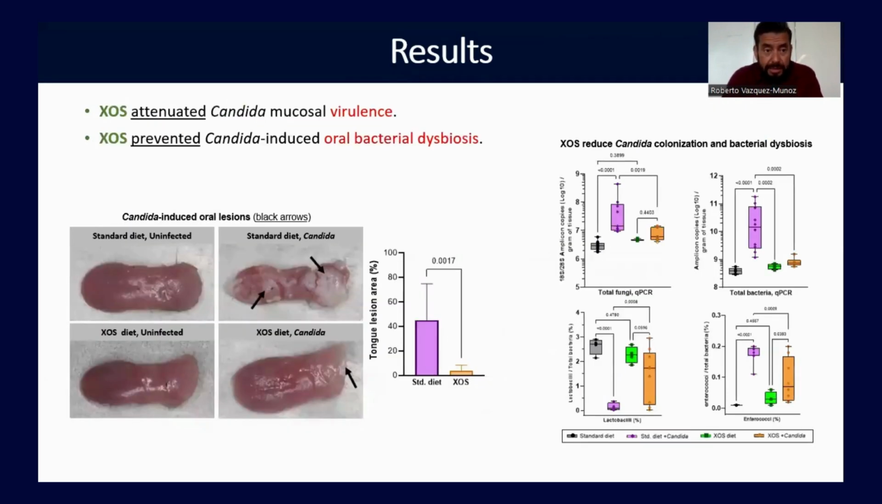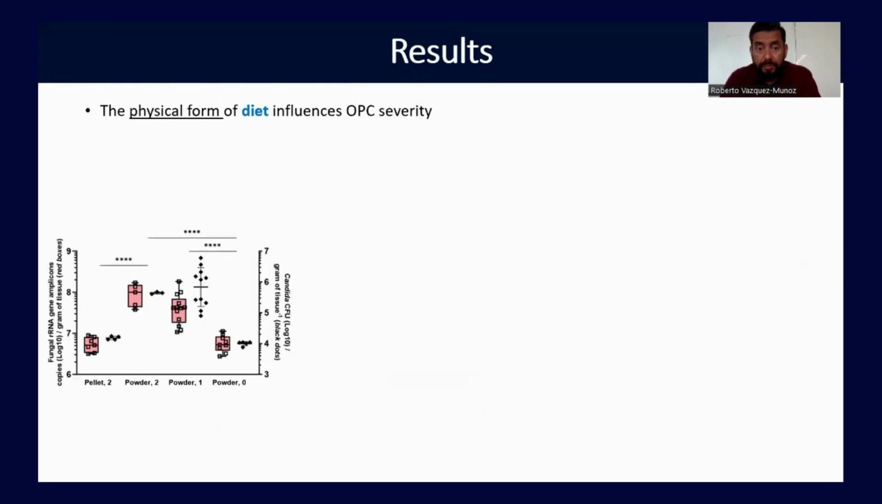We found that using the prebiotic XOS, we could attenuate the oral mucosal virulence. This is a diet-based therapy in mice. And we found that XOS also prevented Candida-induced oral bacterial dysbiosis. So with that in mind, we further studied the effect of diet. And we found that the physical form of diet also influences the OPC severity.